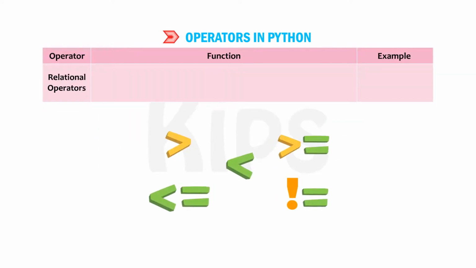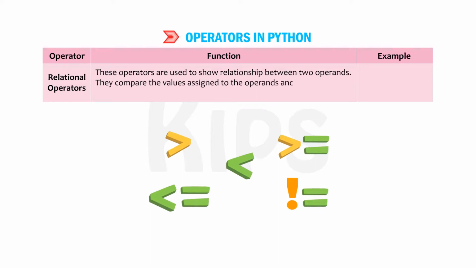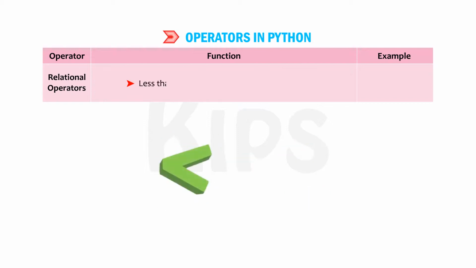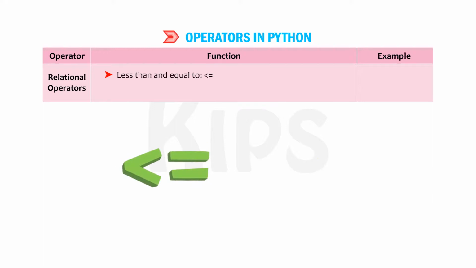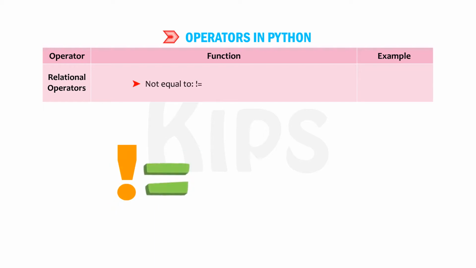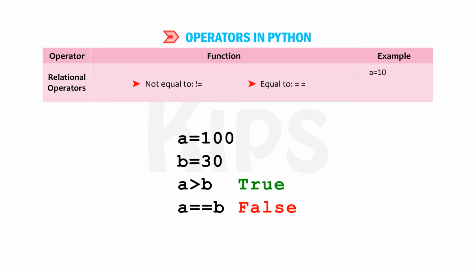Operator: relational operators. These operators are used to show relationship between two operands. They compare the values assigned to the operands and give the output in a Boolean expression. These are less than, greater than, less than or equal to, greater than or equal to, not equal to, equal to. Example, A equals 100, B equals 30. A is greater than B, true. A is equal to B, false.